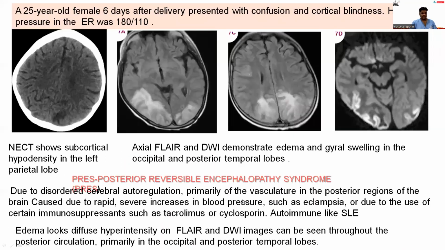herniation is from down. Here you see a 25-year-old female presented 6 days after delivery with a BP of 180/100 and cortical blindness. So straight away we can think of posterior reversible encephalopathy syndrome, but the CT was not very conclusive, so MRI was done. Here hyperintense areas are seen in the posterior circulation, mainly in the occipital and posterior temporal lobes.